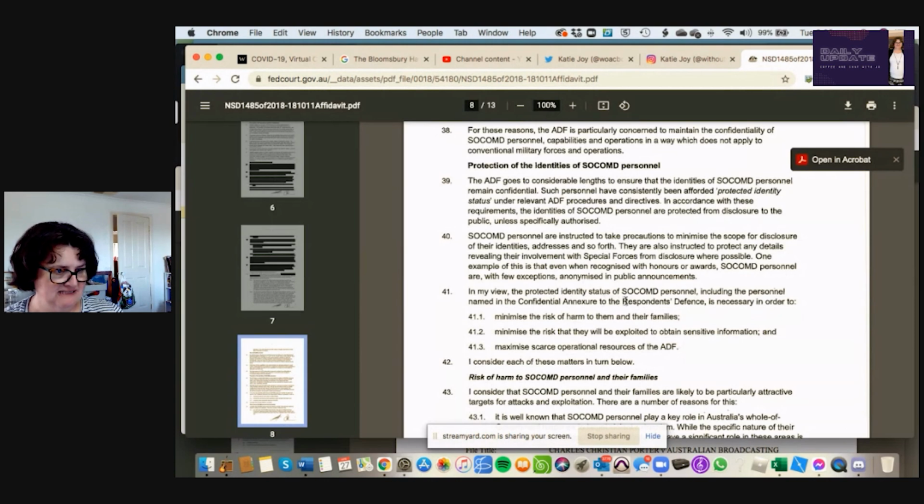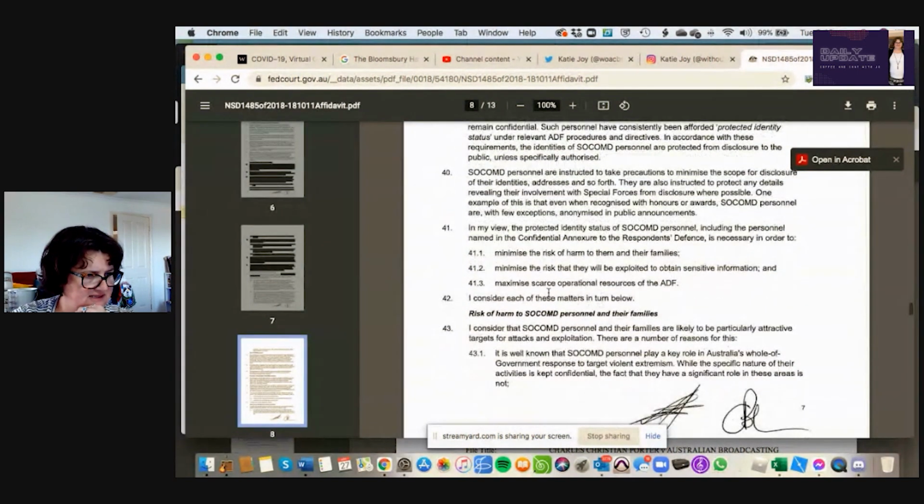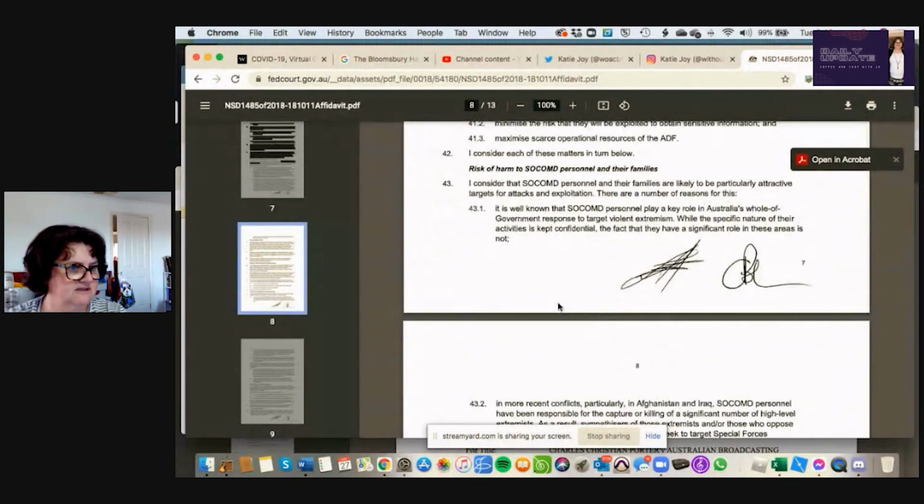In my view, the protected identity status of SOCOMD personnel, including the personnel named in the confidential annexure to the respondent's defence, is necessary in order to minimise the risk to them and their families, minimise the risk that they will be exploited to obtain sensitive information, and minimise the drain on scarce operational resources of the ADF. I consider each of these matters in turn below. Now he's going to say why it's needed.